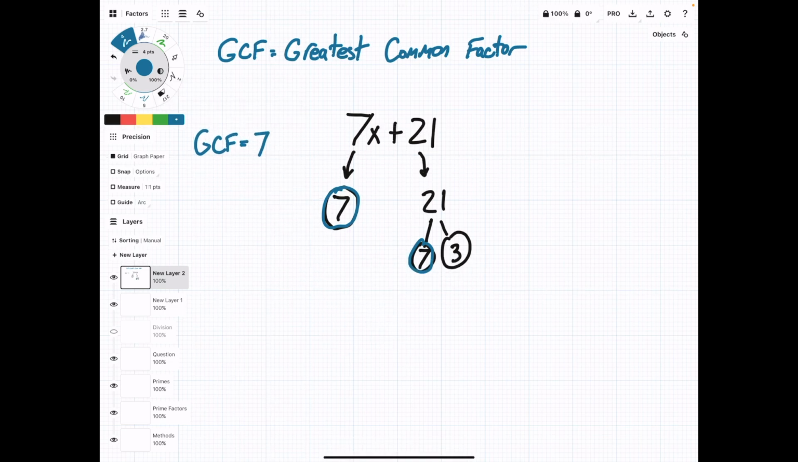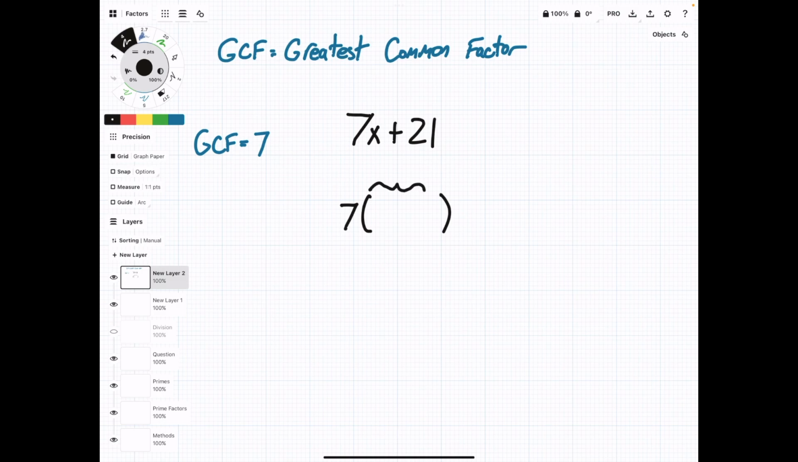So far, so good. When we have the GCF, then we can rewrite this polynomial with the GCF out front. So we have 7 times something, and this something you can figure out by dividing each monomial by the GCF. So let's do that now. 7x over 7 is just equal to x, and 21 over 7 is equal to 3. So this is the new polynomial, and that's factored.